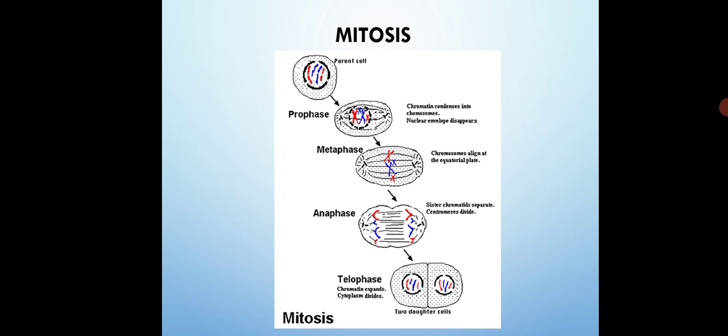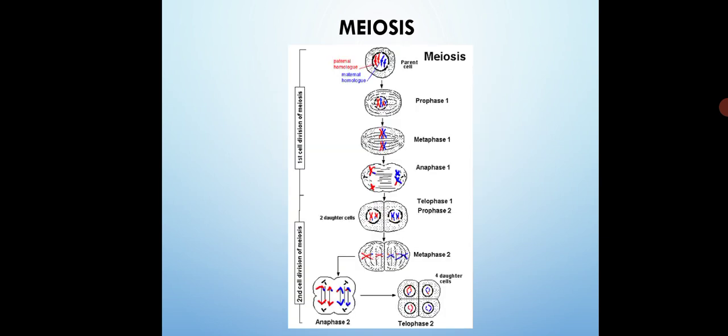And this is the process of mitosis that happens on the chromosome. It involves four different phases: prophase, metaphase, anaphase, and telophase. And finally we have two daughter cells. And this is called the meiosis stage.